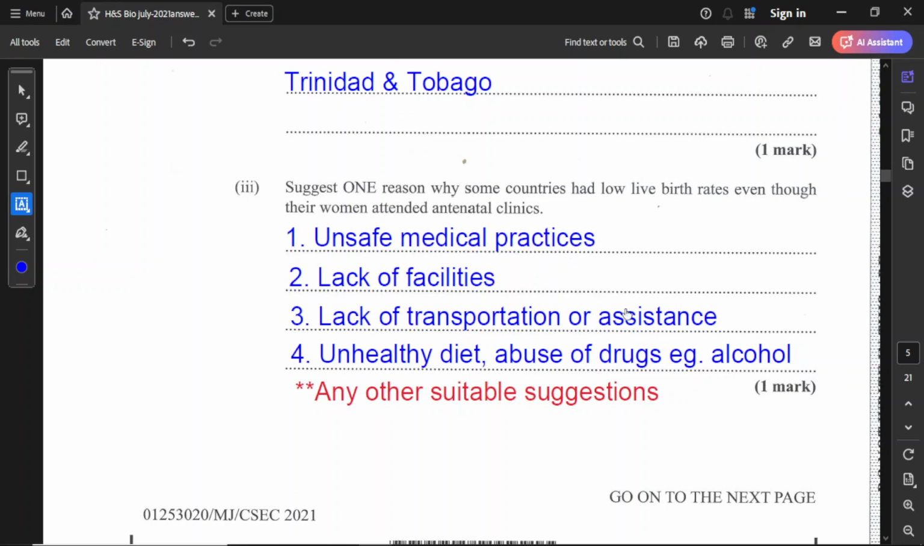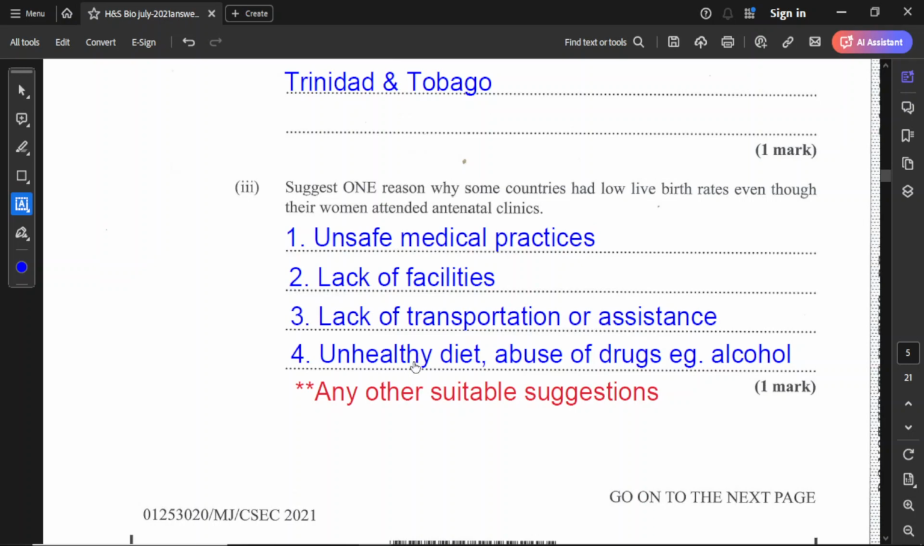Also, lack of transportation or assistance in some cases at the point of birth. So they may go to the clinics, but of course, in terms of assistance going to or transportation reaching may be a problem as well at the point of giving birth. All right.